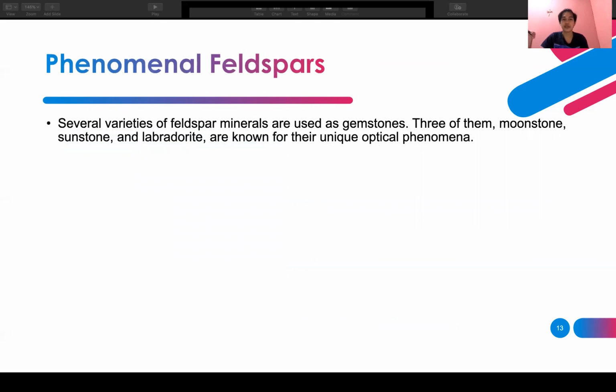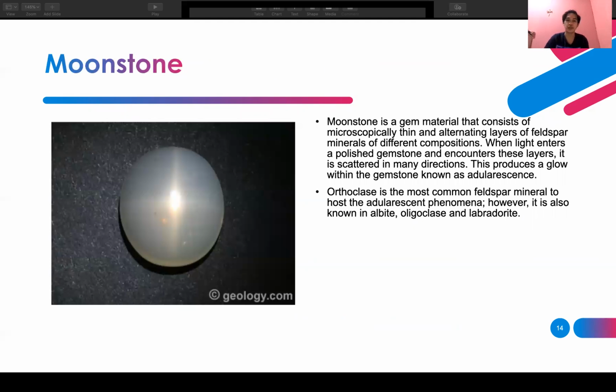There is another type of feldspar, the phenomenal feldspar. Several varieties of feldspar minerals are used as gemstones. Three of them, moonstone, sunstone, and labradorite, are known for their unique optical phenomena. First is the moonstone. Moonstone is a gem material that consists of microscopically thin and alternating layers of feldspar minerals of different compositions. When light enters a polished gemstone and encounters these layers, it is scattered in many directions. This produces a glow within the gemstone known as adularescence.